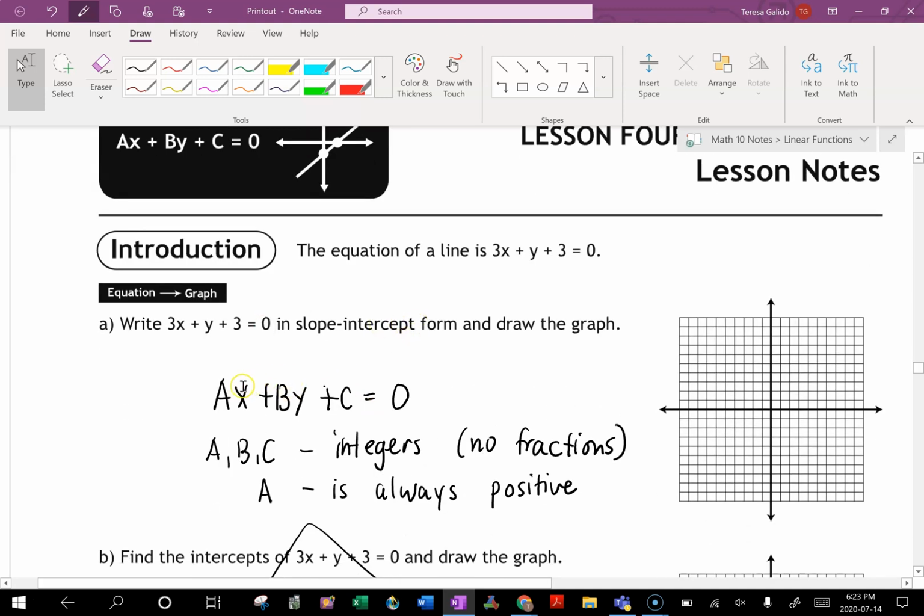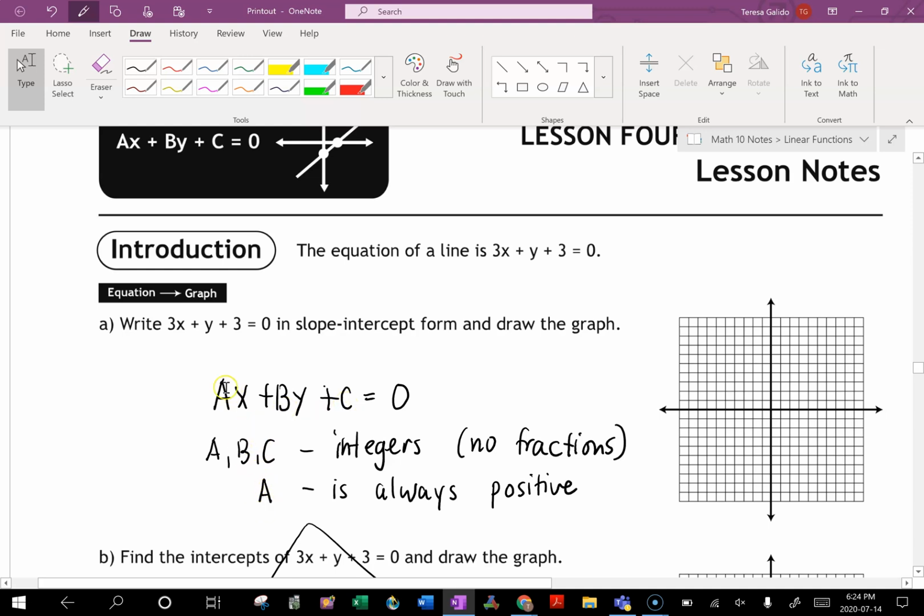The general form of the equation of the line is in the form ax plus by plus c all equal to 0, where all the other expressions are on one side and what is on the other side is just 0. Now take note that in the general form, a, b, and c are just integers. If you can recall what integers are, we should not be seeing any fractions or decimals. It can be positive or negative numbers as well. So a, b, and c should be just integers, no fractions.